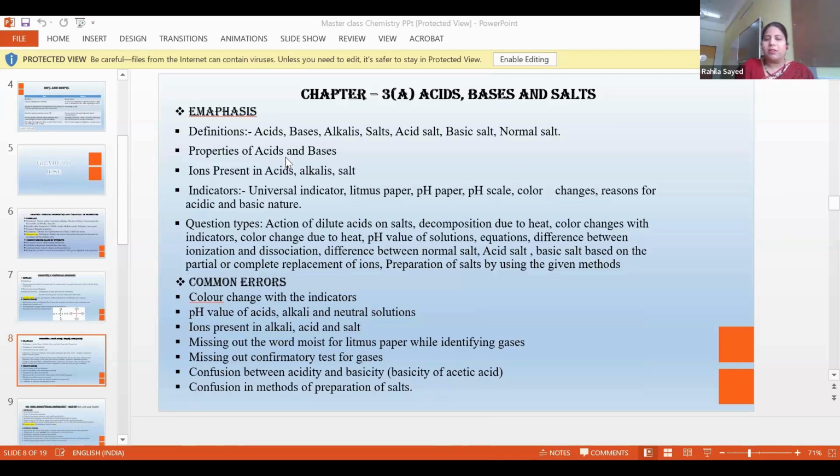Then indicators, different types of indicators that we are using. That is a universal indicator, litmus paper. Then you need to know about the pH paper, pH scale, that is from 0 to 14. 7 is the neutral. Below 7 it will be acidic. More than 7 it is going to be alkaline or basic. 7 is going to be there for neutral. You need to know this. Okay. The color changes when you are using a litmus paper. What will be the color change you will be seeing? All this you need to know.